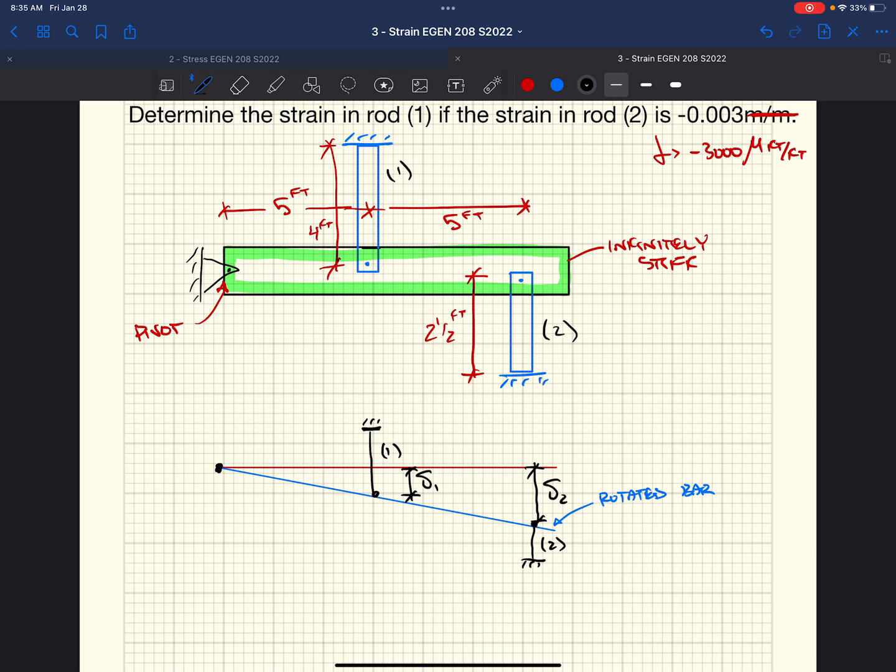If you don't see it now, we have this similar triangles behavior going on, where there's a ratio or a relationship between the deformation in rod 2 versus the deformation in rod 1. And we'll use more of these relationships later on when we start looking at axial bar systems or torsional systems.